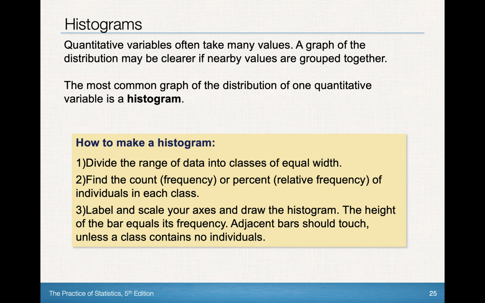A histogram is going to look like kind of a bar graph, but it's not a bar graph. Bar graphs are for categorical variables. Histograms are for quantitative variables. So it's going to look like a bar graph, but it's not a bar graph.